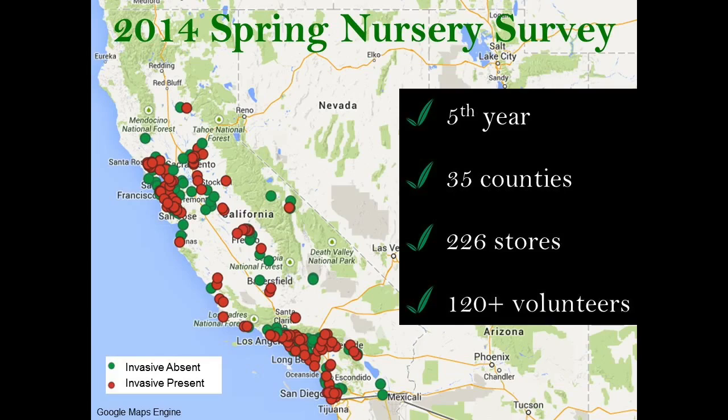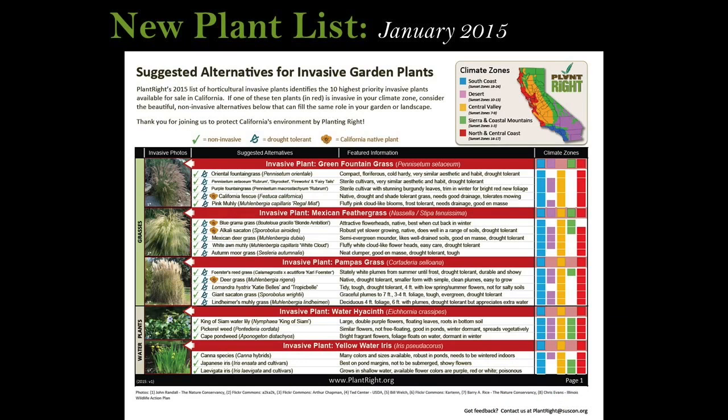The 2014 Spring Nursery Survey was actually our 5th annual year, and we worked with over 120 volunteers, many of whom are joining us again this year, to collect data from, as you can see, 226 stores in 35 counties around the state, which we're really excited about. Using all of that great information, we were able to update our list of suggested alternatives for the most commonly sold invasive garden plants.